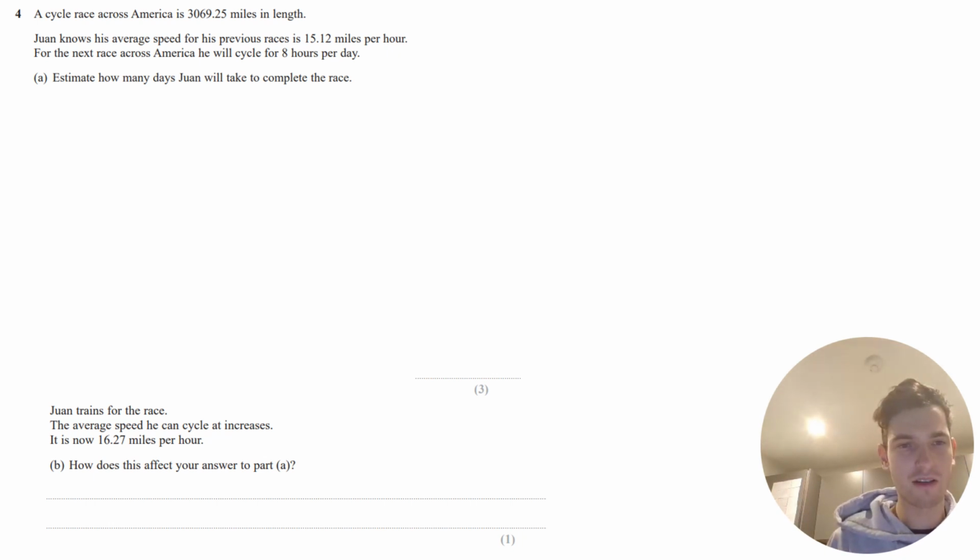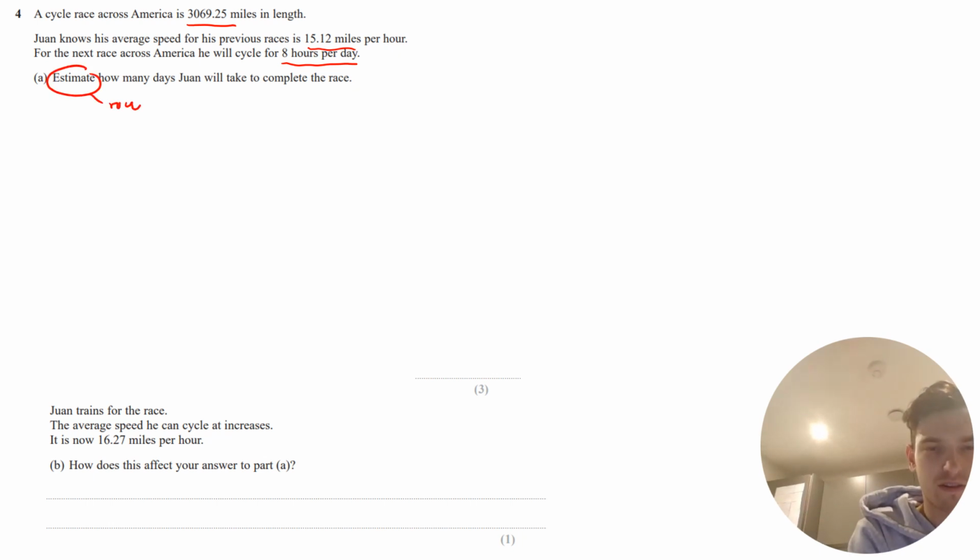Okay, a cycle race across America is 3,069.25 miles in length. Immediately I'm seeing that on a non-calculator paper, and I'm thinking I'm probably going to have to estimate it. Juan knows his average speed is 12.12 miles per hour. So again, I'm probably going to have to round that. For his next race across America, he will cycle for 8 hours per day. Poor guy, I would not want to do this. Okay, so estimate, that means round.